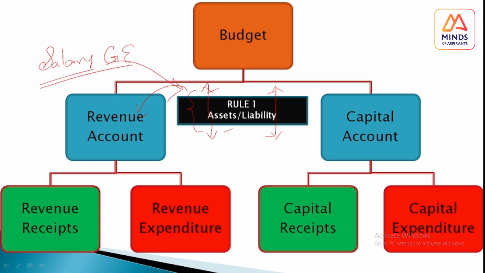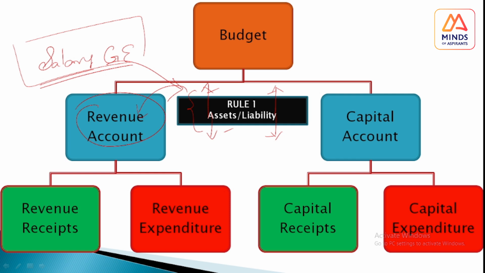Fine. So you have to apply rule 1 to the given sample here, and check whether there is any gain in the assets or decrease in the assets, or any gain in the liability or decrease in the liability. Here, salary neither creates an asset nor a liability, so it will come under the revenue account. This is rule number 1.